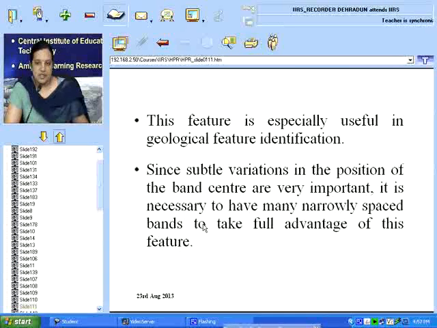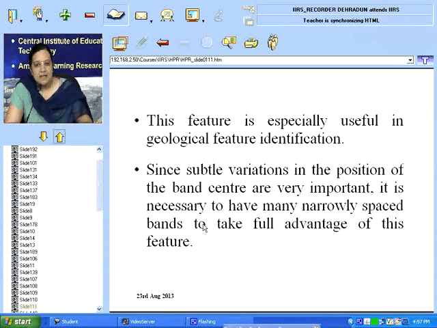And this feature is especially used in geological feature identification, since the subtle variations in the position of the band center are very important. It is necessary to have many narrowly spaced bands to take full advantage of these features.